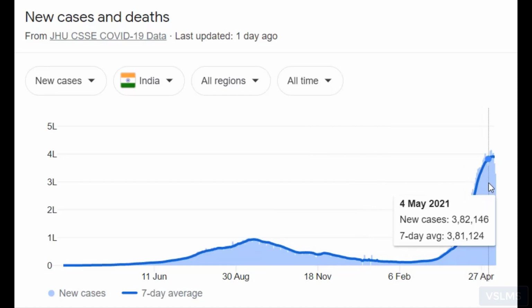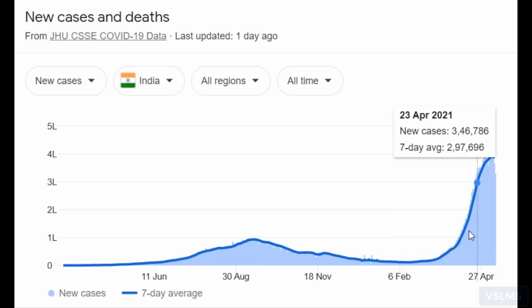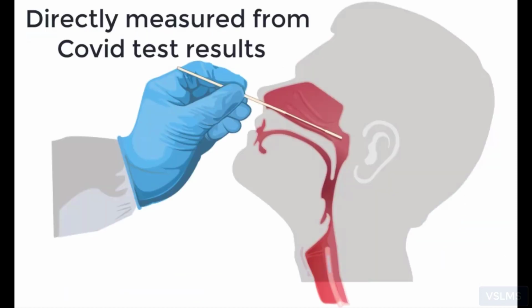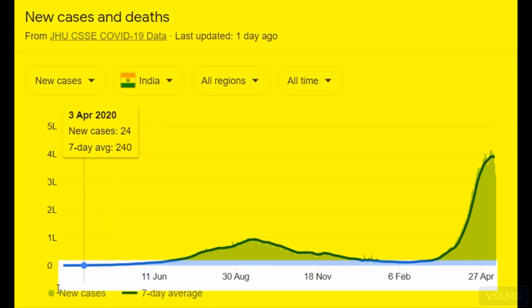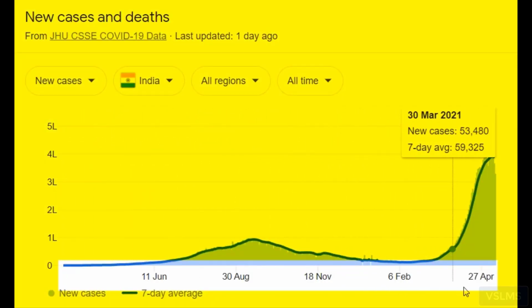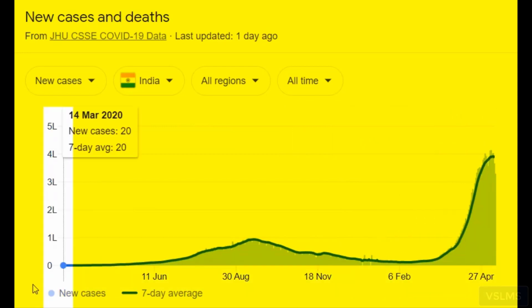By understanding this increasing trend, the government is taking measures to reduce the infection rate by enforcing lockdown at many places in our country. In this case, the number of active COVID patients is directly measured from the COVID test results and plotted as a graph between date on the x-axis and number of active COVID patients on the y-axis.